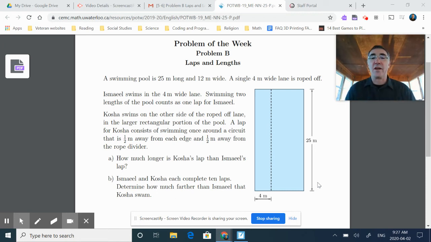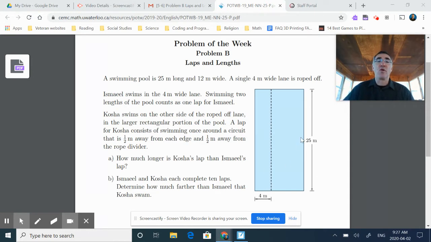And welcome back. We are again looking at this week's problem of the week from the Center of Education Mathematics Computing for the grade 5-6 students. As we can read here, if you would like to read along with me, a swimming pool is 25 meters long and 12 meters wide. A single 4-meter wide lane is roped off, as we can see from the dotted line.